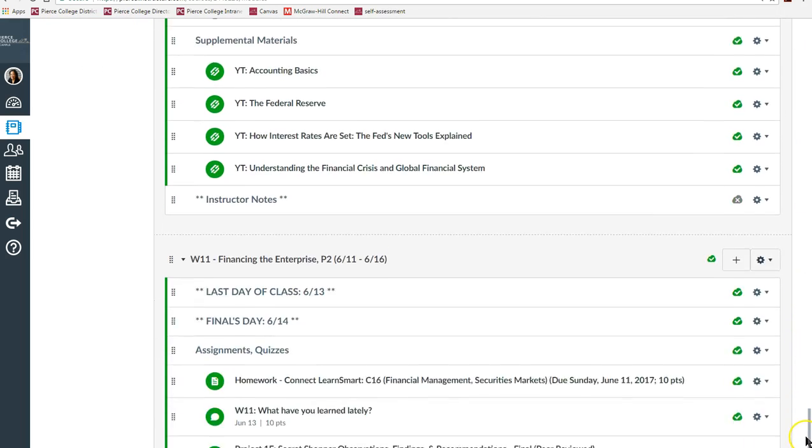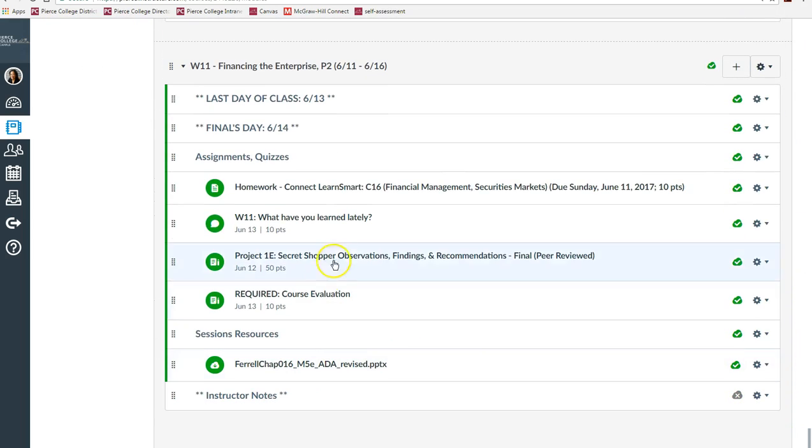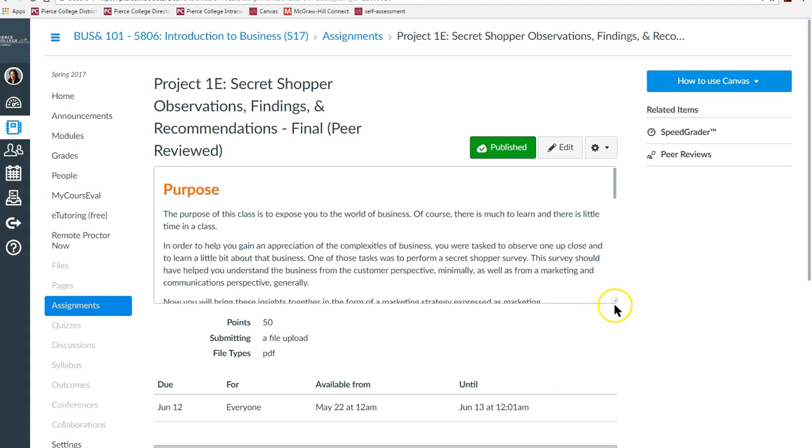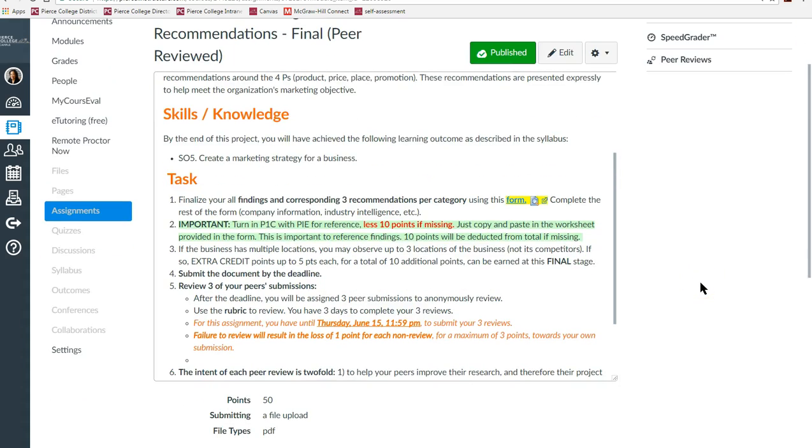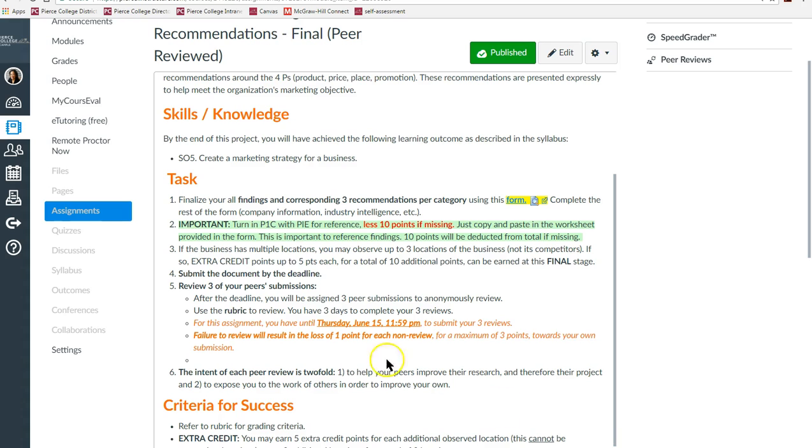Okay, and so I will also show you here in modules where project 1E is. So you just go through week 11 and you'll find it here, project 1E. And again, if you're in a different class of mine, the due dates may be different. But again, the idea is for you to scroll and find where these things are, so that you are acting proactively. And so you'll find that the task steps are basically the same, except that it has words like finalize and complete and the like.